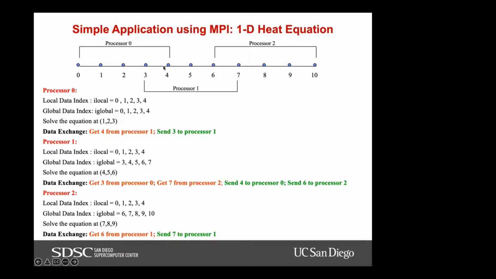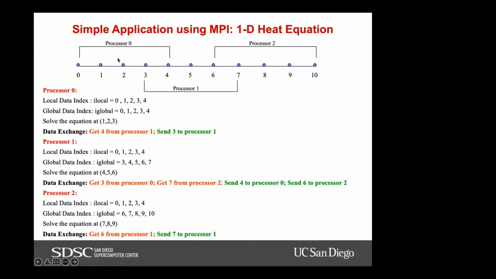And you might be wondering, why did you do this overlap? It's because we want to be able to compute the internal points, 3 points on each processor, without having to get the value at the same time from the other process. You can exchange that after every step.